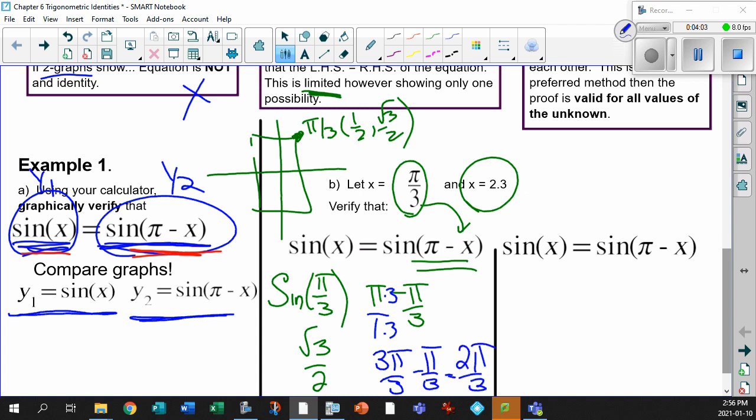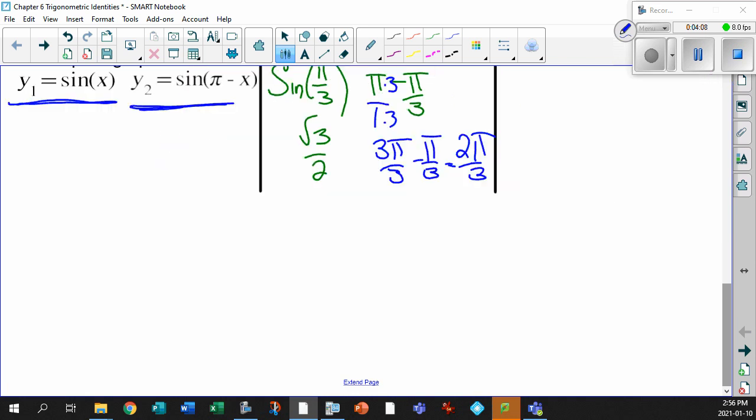Now, I know what you're thinking. How is this the same as what I've got down here? How is it the same? Well, wait, this was sine pi over 3. How is this the same value as sine 2 pi over 3?